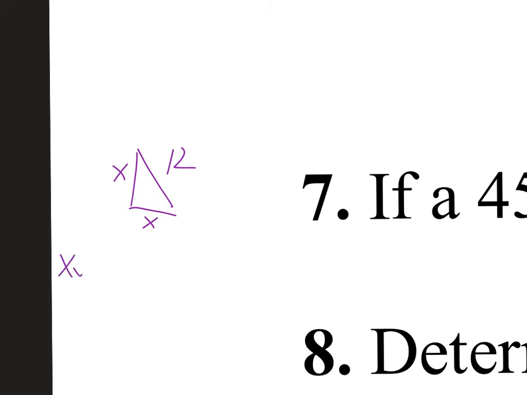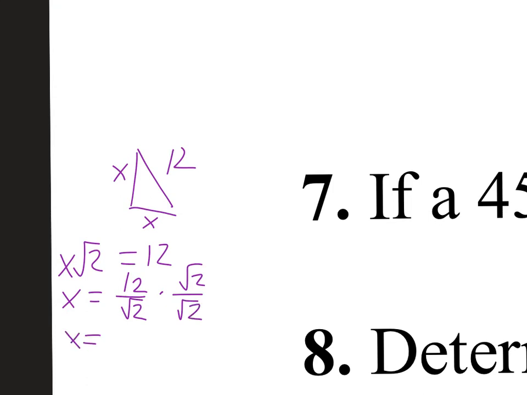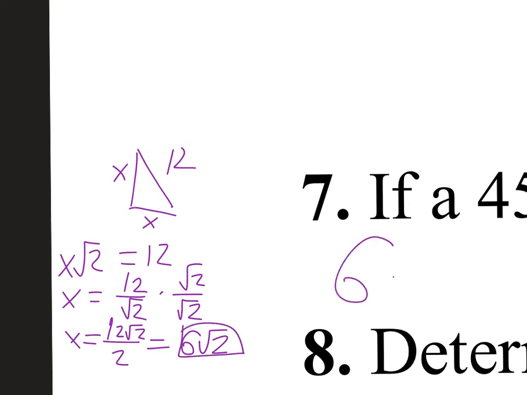So x times square root of 2, which is our hypotenuse ratio, is equal to 12, which means that x is equal to 12 over square root of 2, which we rationalize, which will give us x is equal to 12 times the square root of 2 over 2, which simplifies down into 6 times the square root of 2. So 6 root 2 for number 7.